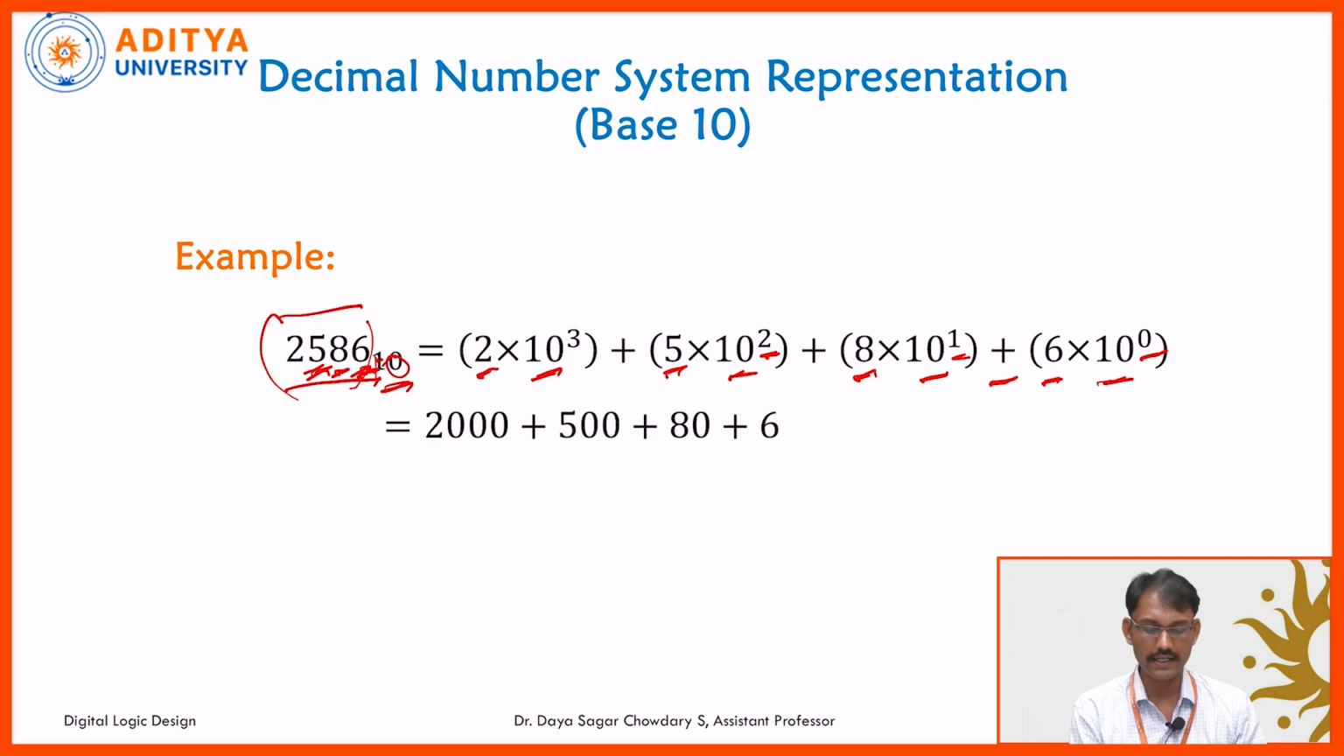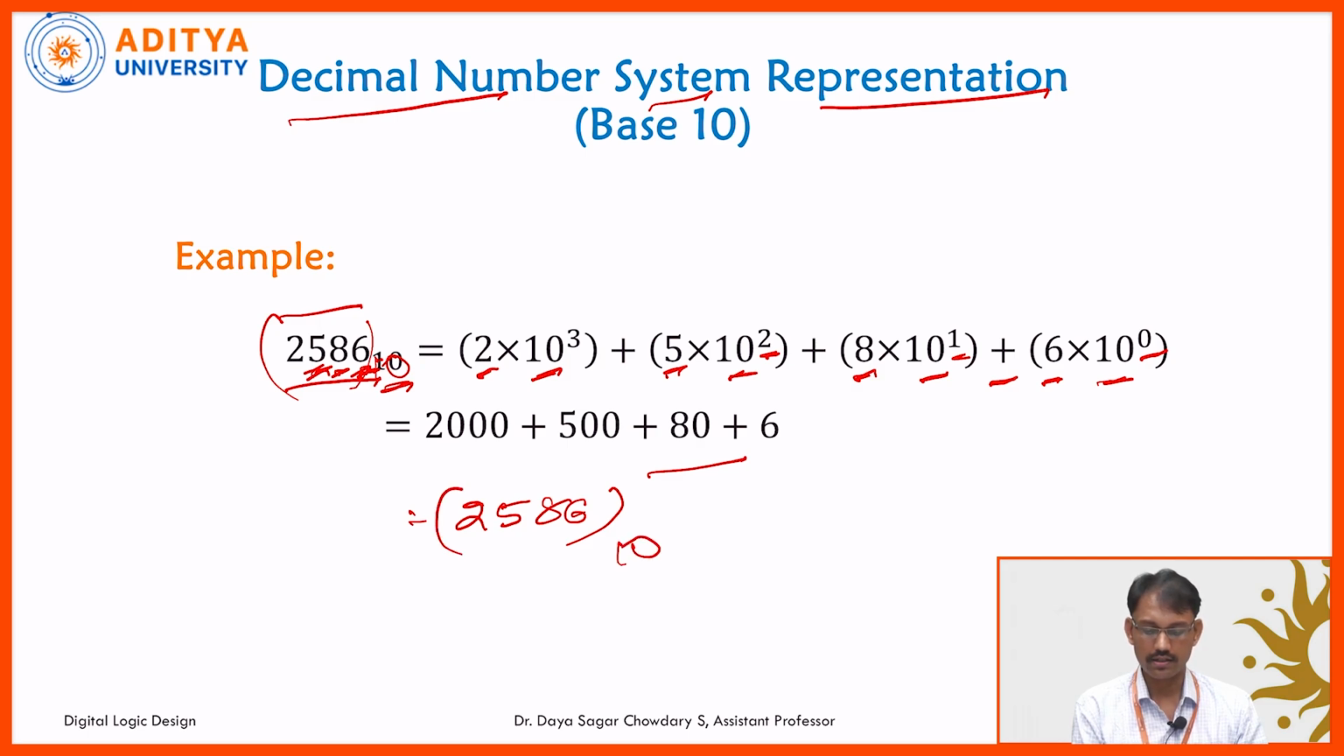So 2 into 1000 is 2000, plus 5 into 10 square, which is 500, plus 8 into 10 to the power of 1, that is 80, plus 6 into 10 to the power of 0. 10 to the power of 0 is 1. So in 1's position, 6 into 1 is 6. Likewise, this is a simple decimal number system representation. That is 2, 5, 8, 6 and the radix is 10. This is the number system representation. That means we are taking the decimal number system and expanding the number.